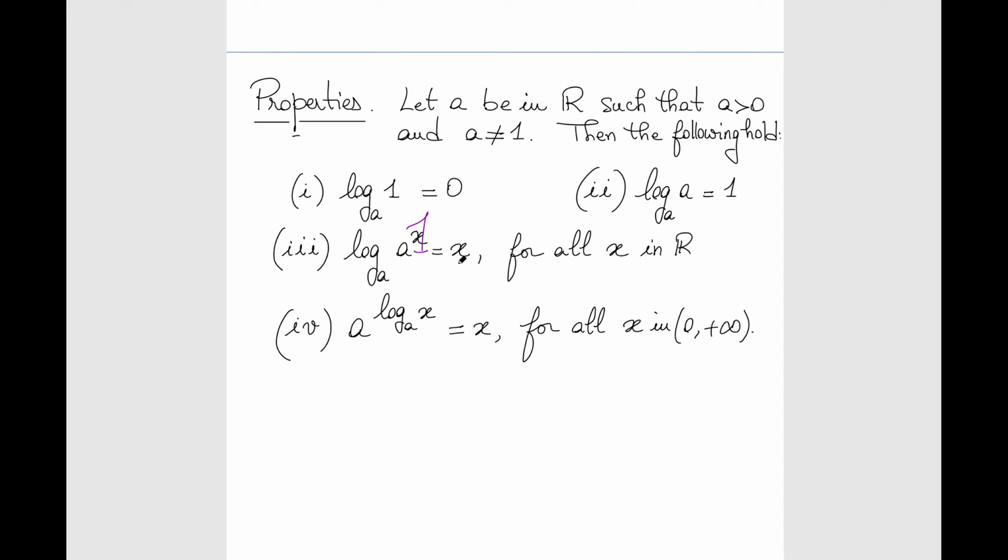Okay, now if x is 0, if you replace x by 0 in property 3, which you're allowed to do so because x can be any real number in property 3, if you replace x by 0, so you get 0 here, 0 here, right?